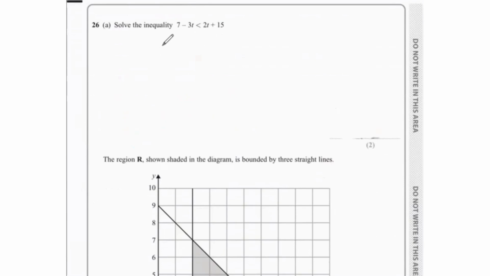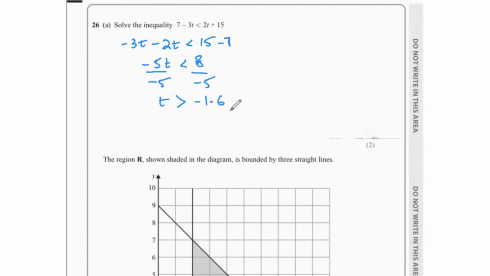Then solve the inequality 7 minus 3t less than 2t plus 15. So let's collect the like terms on each side. I'm going to bring 2t to the other side, so it becomes negative 3t minus 2t, and then 15 minus 7 over here. That's negative 5t, and over here we have 8. So whenever we have a negative sign with the variable, we're going to divide both sides by negative 5. So when you do that, the inequality flips. It becomes greater than. And 8 divided by negative 5 is negative 1.6. So t is greater than negative 1.6.